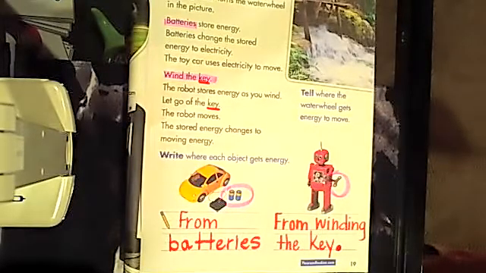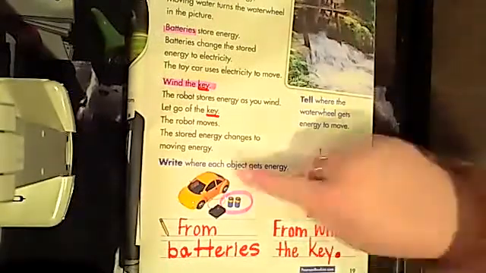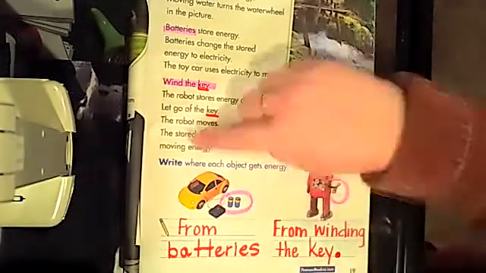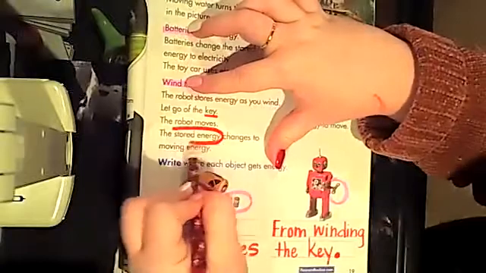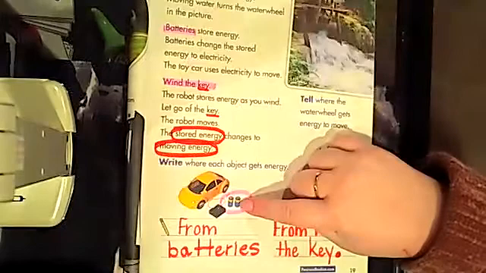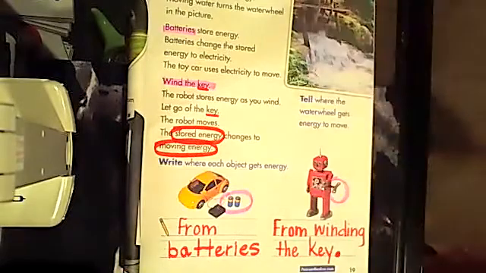So to kind of go back and review, we know that moving water has energy. We know that batteries store energy. And we know that winding a key can make energy. We have stored energy that can change to moving energy. So this is stored energy, but it changes to moving energy when the car moves. When you're ready, go ahead and turn the page.